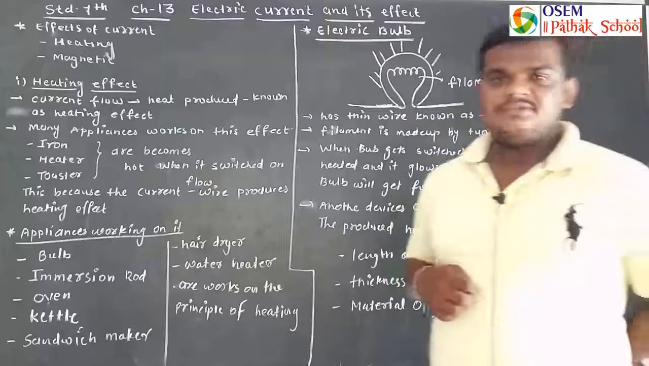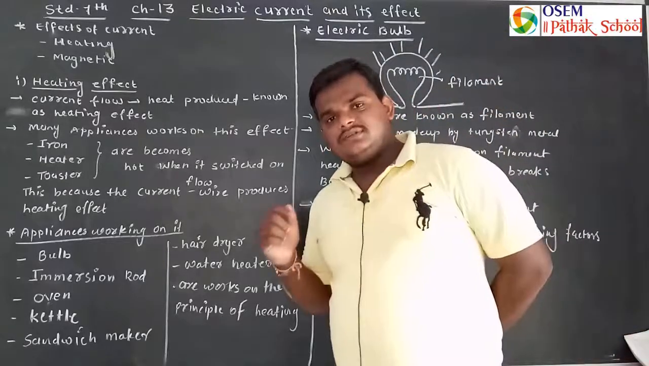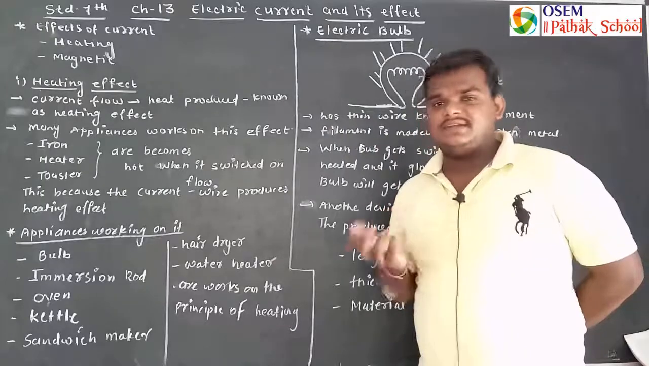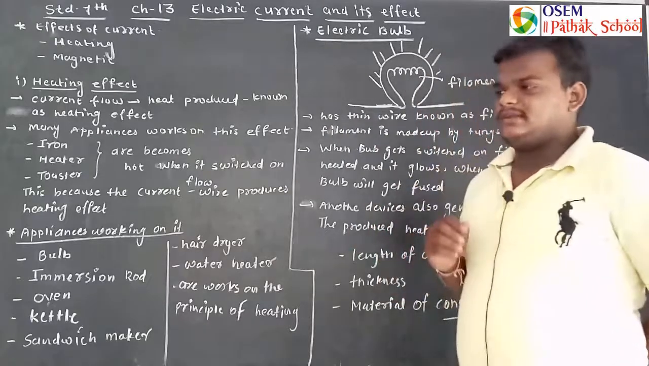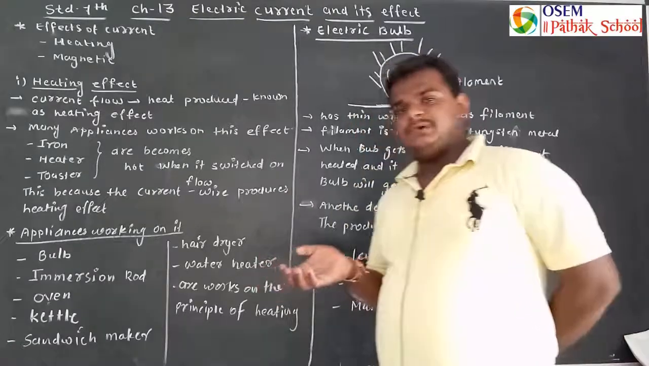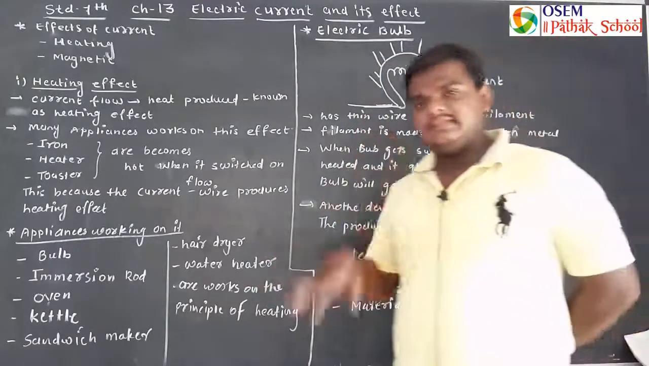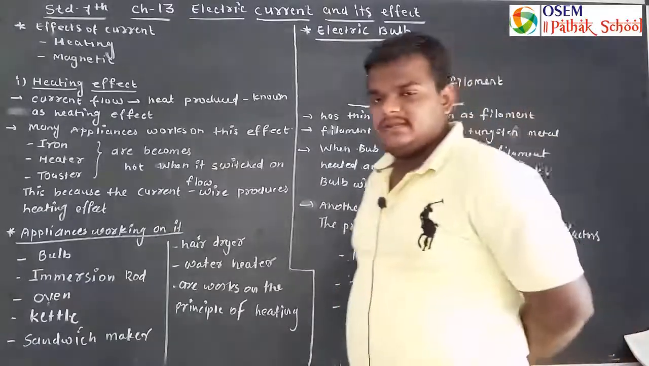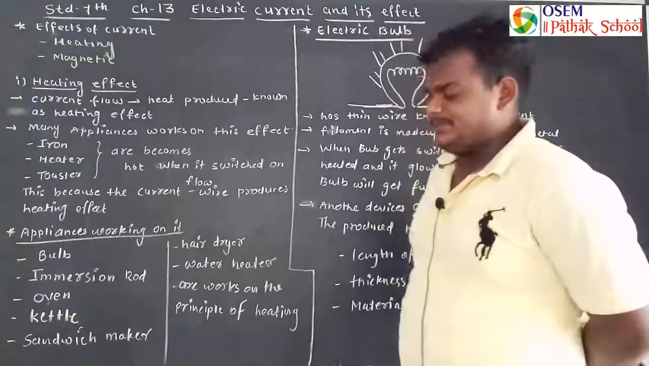In the last lecture we had discussed that after that, how electricity can be defined, how electric current can be defined. So the number of charges passing through any cross-sectional area per unit time is known as electric current. That we discussed in the first chapter.